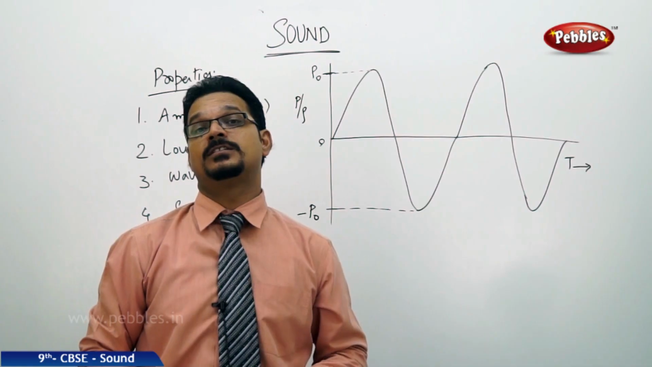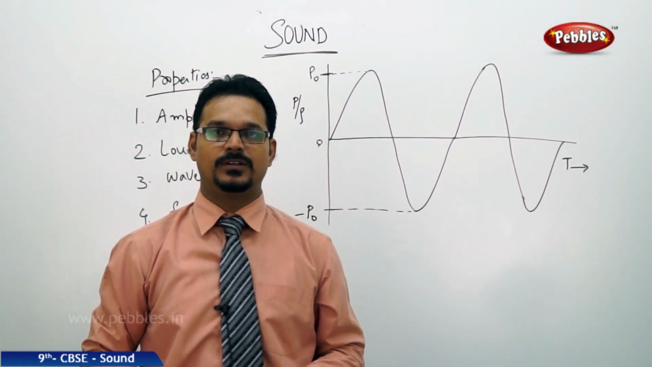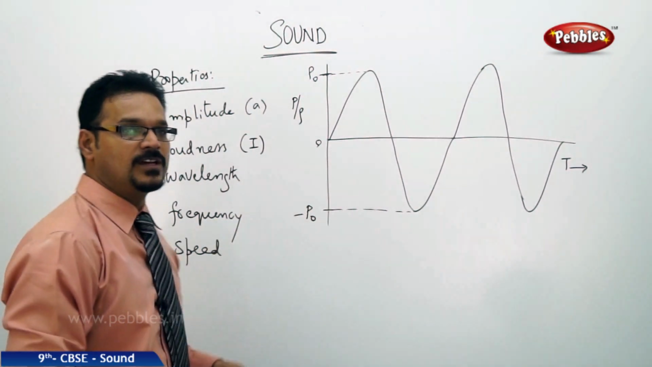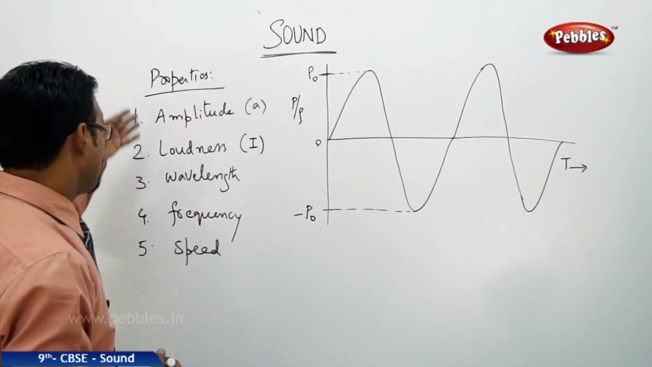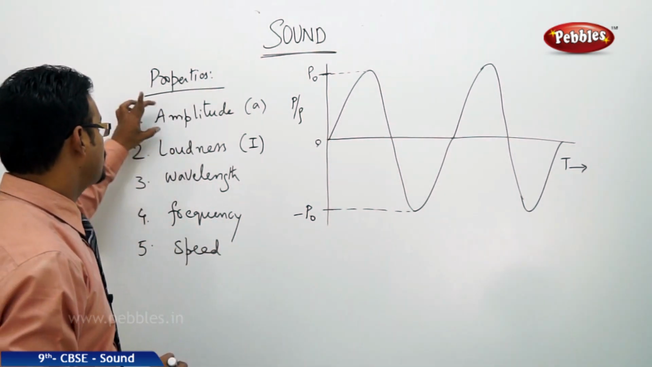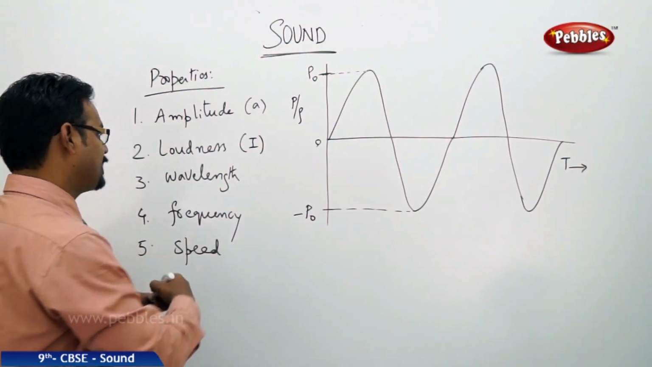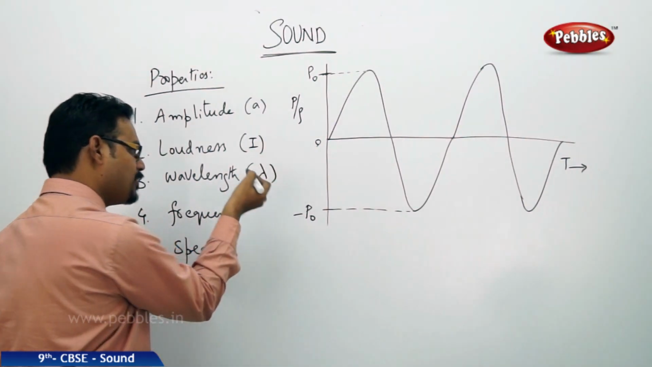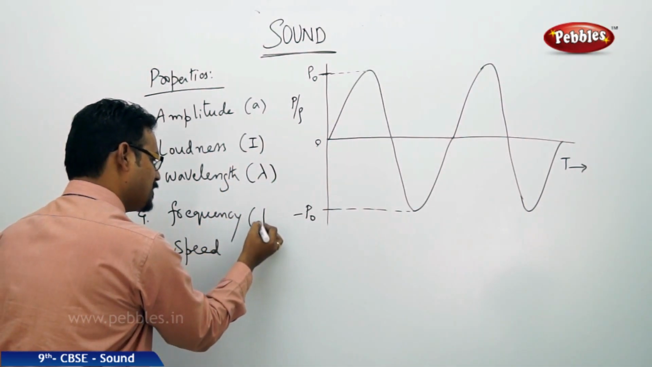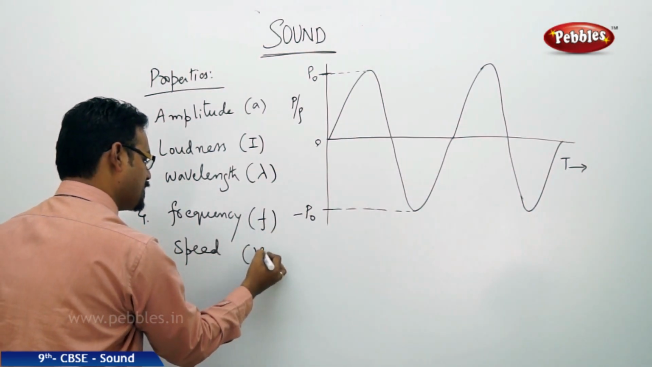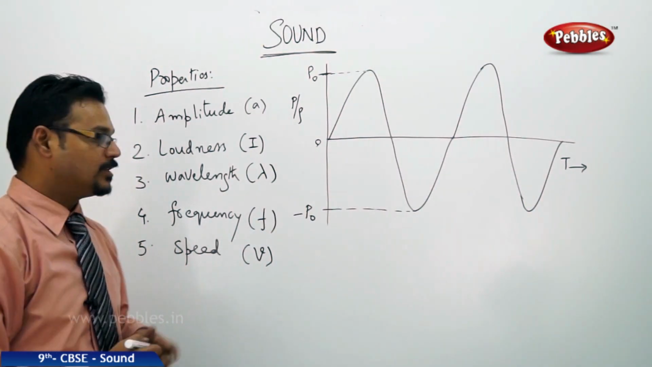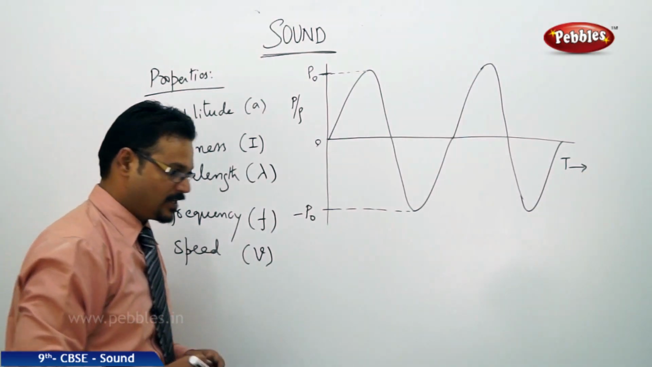Now we are going to discuss the mathematics of sound. That is nothing but the properties of sound. Five properties we are going to discuss: amplitude, loudness, wavelength, which is represented by the symbol lambda, frequency represented by f, and speed represented by v. These five properties we'll discuss now.